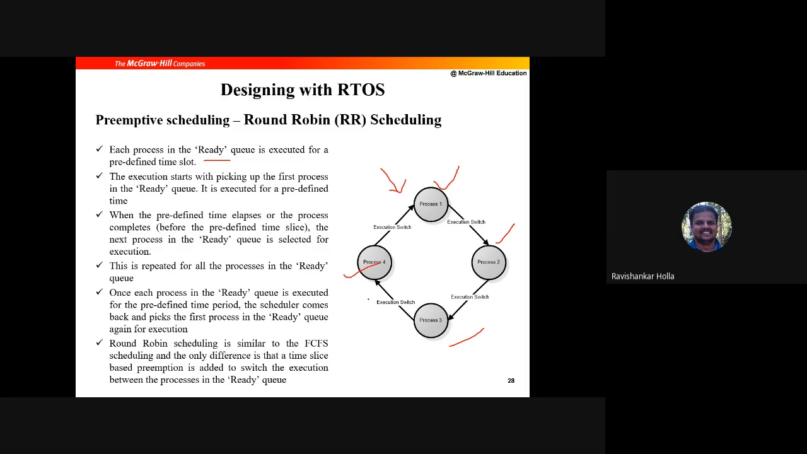It is similar to FCFS. The only difference is that the time slice is preemption based. That means there is a specific time slice. You don't execute a process for the amount of time it requires. You execute the process for the amount of time which the scheduler decides. So the time slots are predefined. It is the same as FCFS, but with a predefined, preemption based time slot.